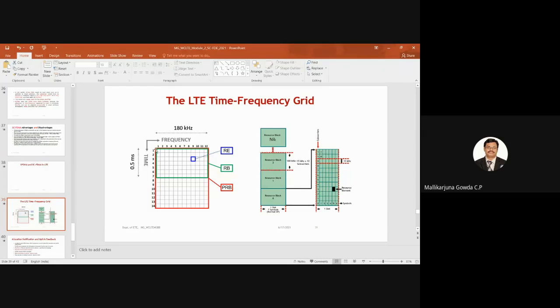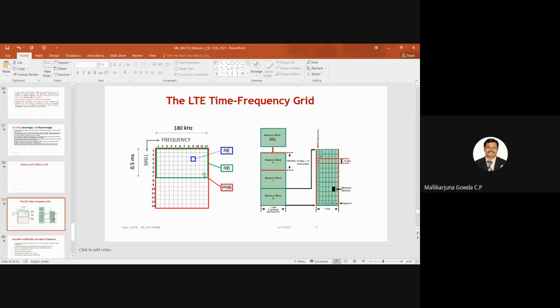Okay, I have already discussed this earlier. So what is this? 14 is written, right? 1 to 14. So these are OFDM symbols. 1, 2, 3, 4, 5, 6, 7, 8, 9, 10, 11, 12, 13, 14. 14 OFDM symbols are written here. And there are 12 subcarriers. In that, I said 7 OFDM symbols with these 12 subcarriers is known as one resource block.